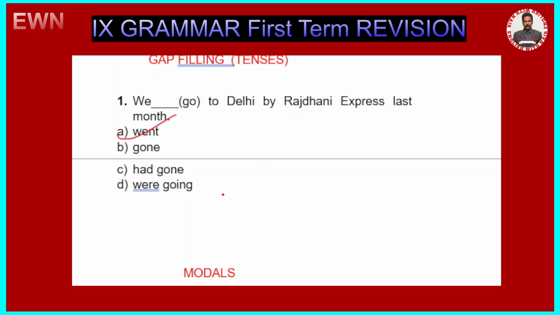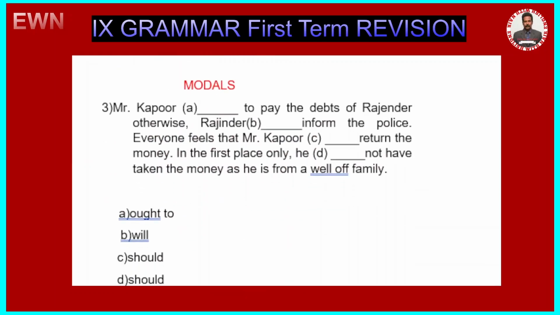Instead of gone, had gone, we're going, and something like that. So there will be 4 options, maybe, in the exam, and you have to select one. Now let's see the modals.